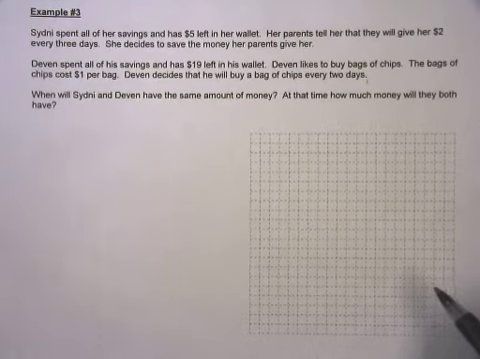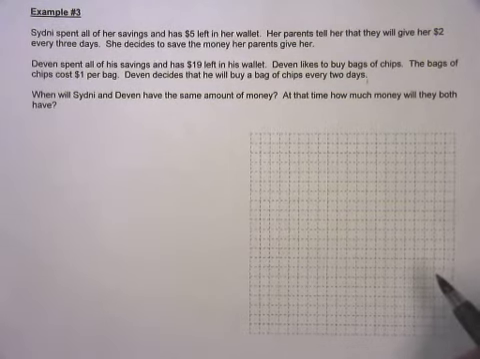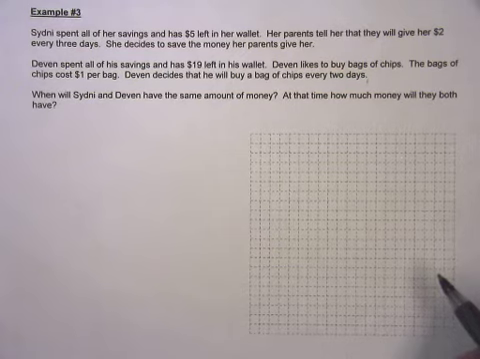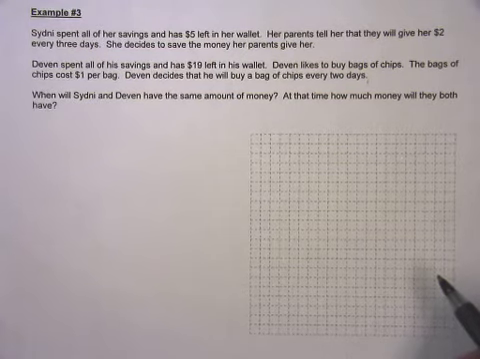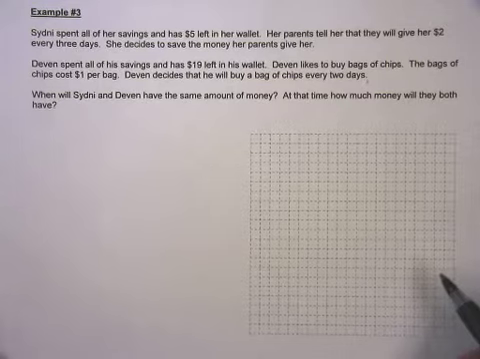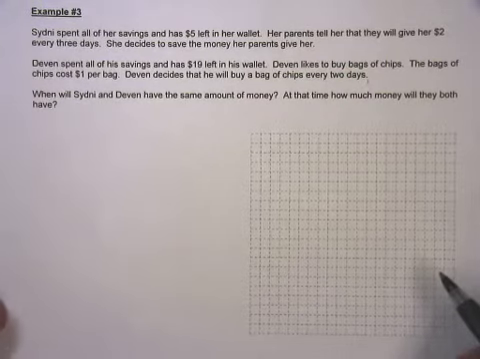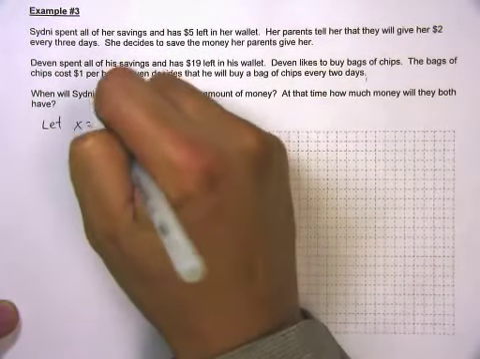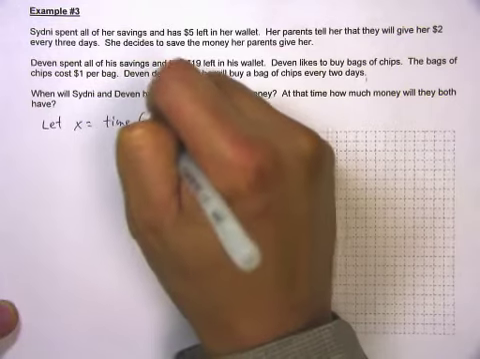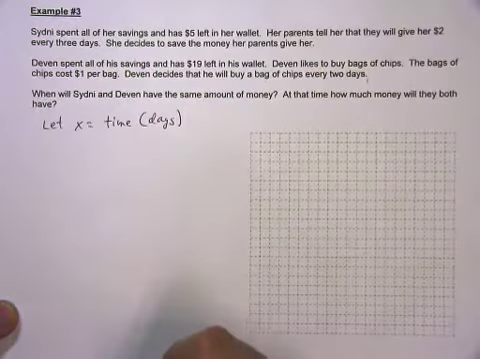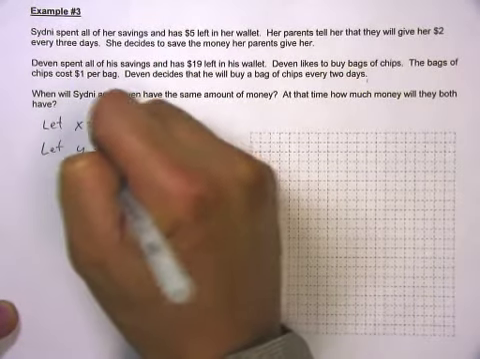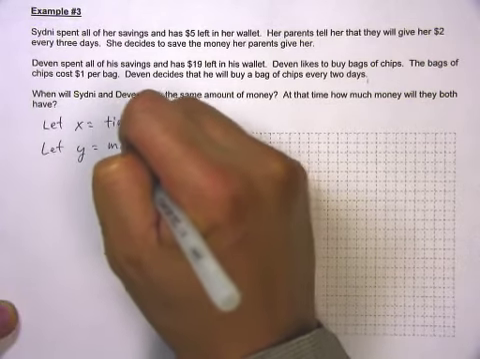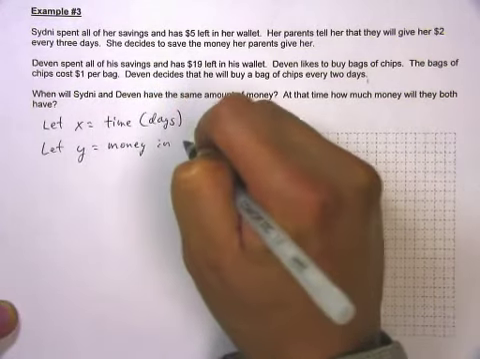All right, so let's first define our variables. We're interested in how the time affects the money that they have. So our y value, that's our dependent variable, that's what we're thinking about. That's going to be the money. And x, that's going to be our independent variable. That's going to be the time. So let x equal the time that passes in days, and let y equal the money in the wallet.